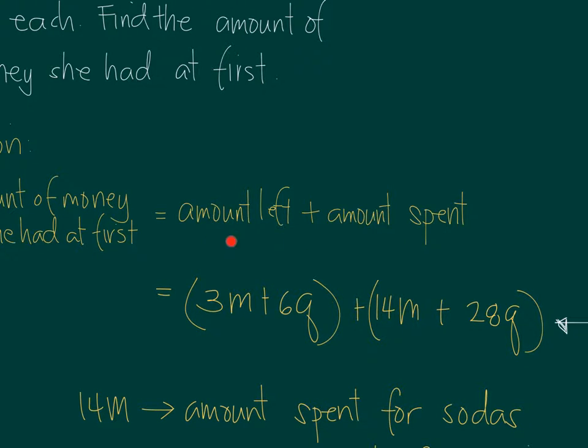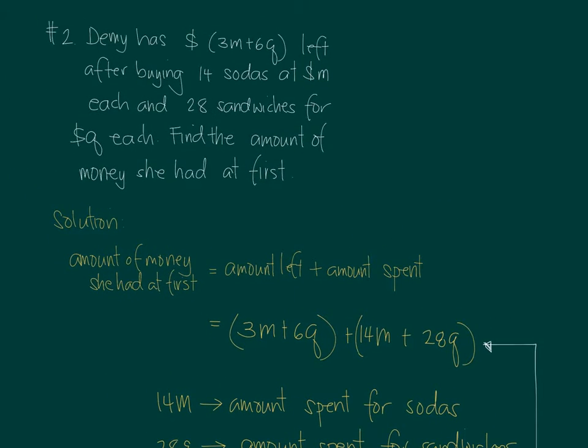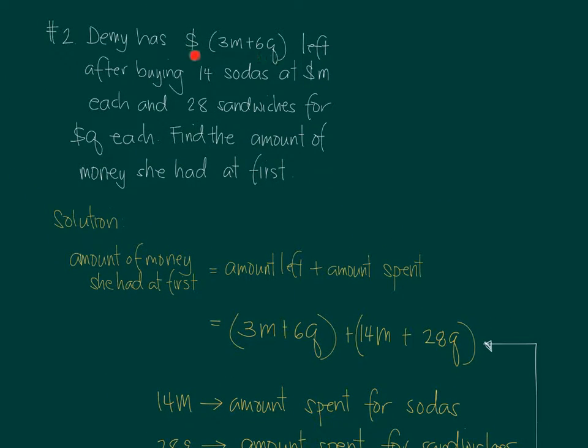So here we see the amount left plus the amount she spent. It was said that the amount left was 3M plus 6Q dollars. And then the amount she spent: it says here 14 sodas at M each. If you bought 14, that means the total cost for the sodas will be 14 times M. That's how you get the 14M. And then 28 sandwiches for Q each. Buying the 28 sandwiches will cost you 28Q. That is why you have plus 28Q.